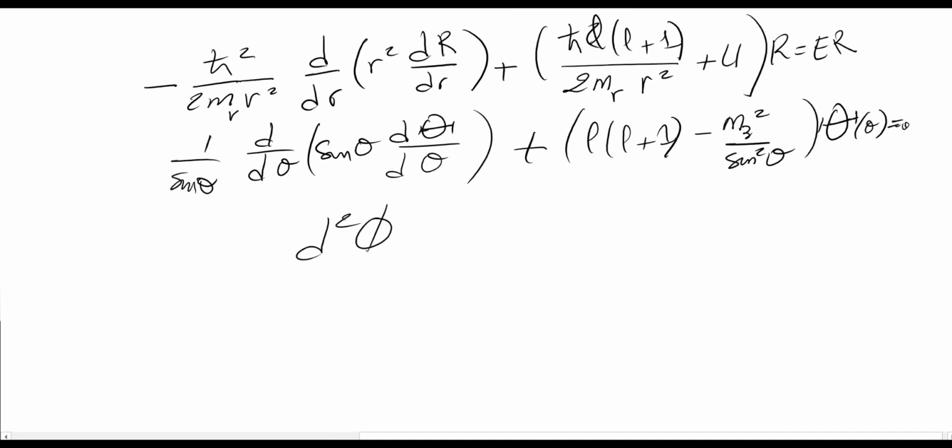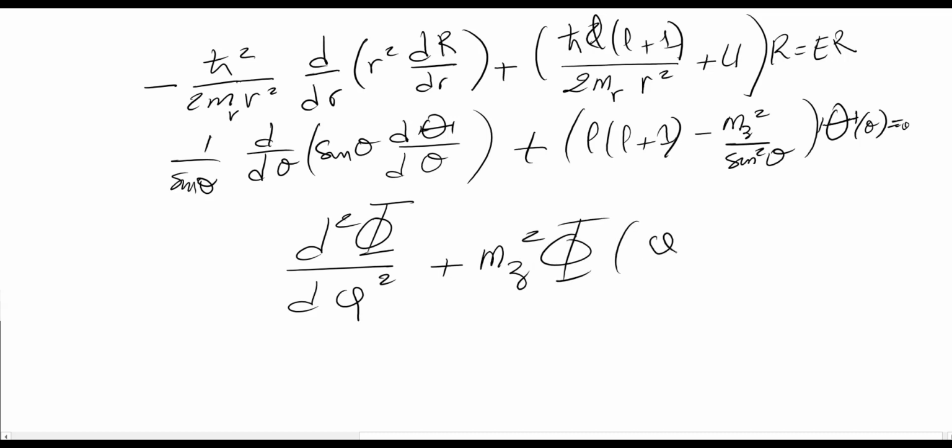It's like that of the harmonic oscillator. So this is the second derivative of phi with respect to phi, plus m z squared. Again, I'm doing slightly different notation in here than the book. Phi of phi, not theta in here, is equal to 0. Obviously, the last equation is just periodic functions.